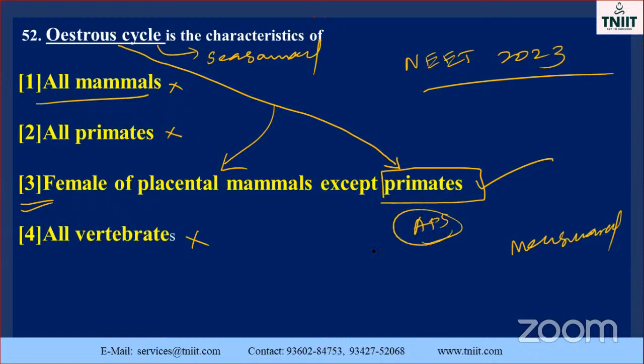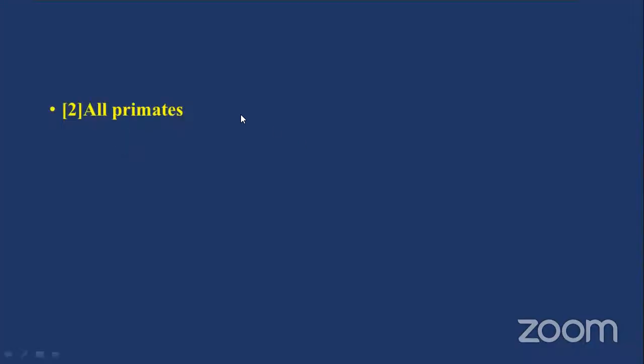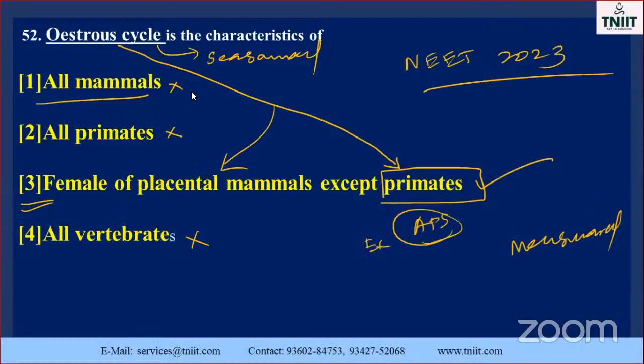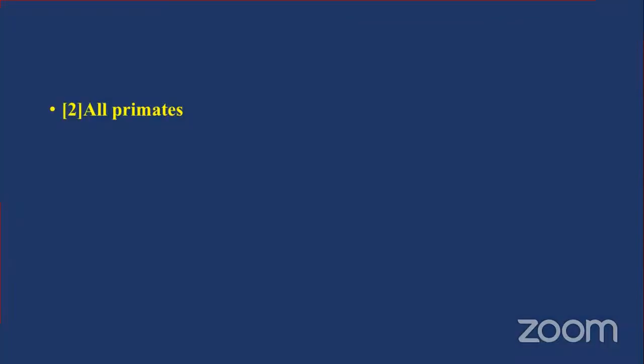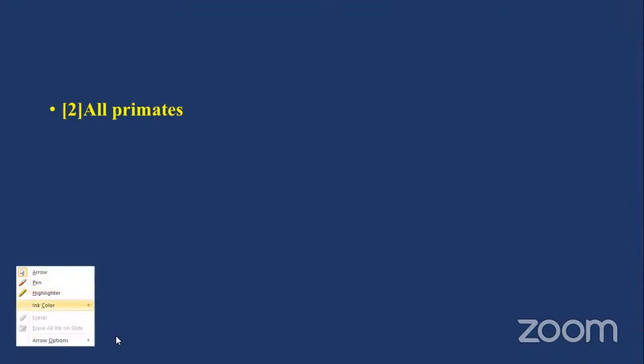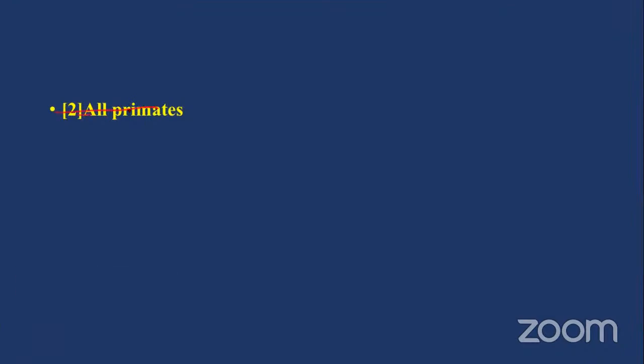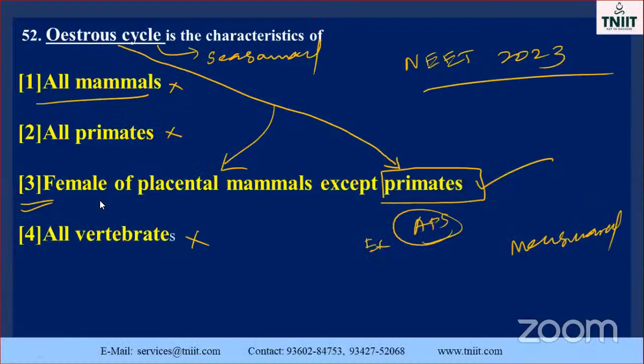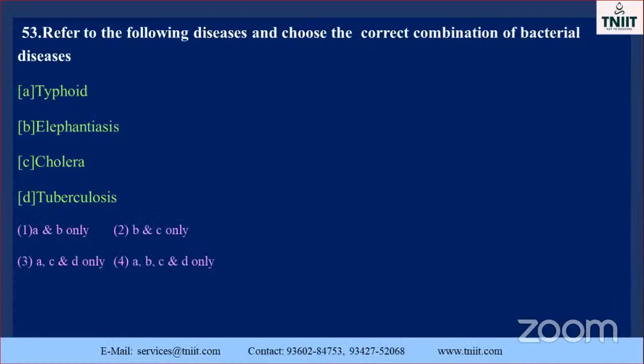Apes. So primates. Go to the next one. All primates, they have given. Sorry, it's not the right answer. So the third one is the correct answer. This is not a correct answer. This is not a correct answer. This is not a correct answer. The third one is the correct answer. Female of the placental mammal except primates. Go to the next one.